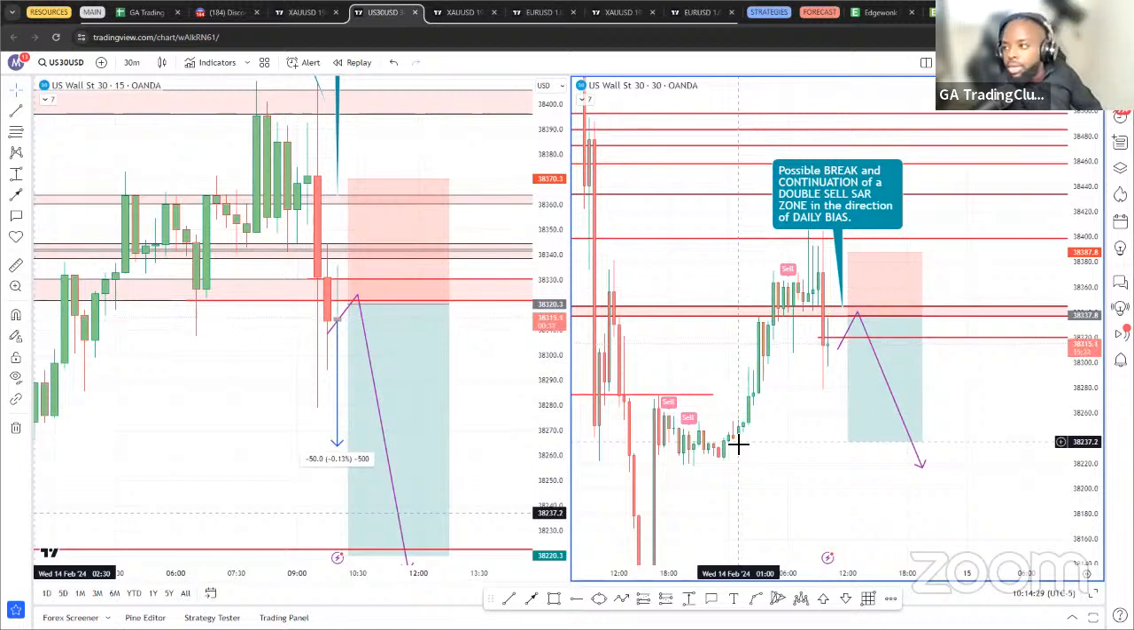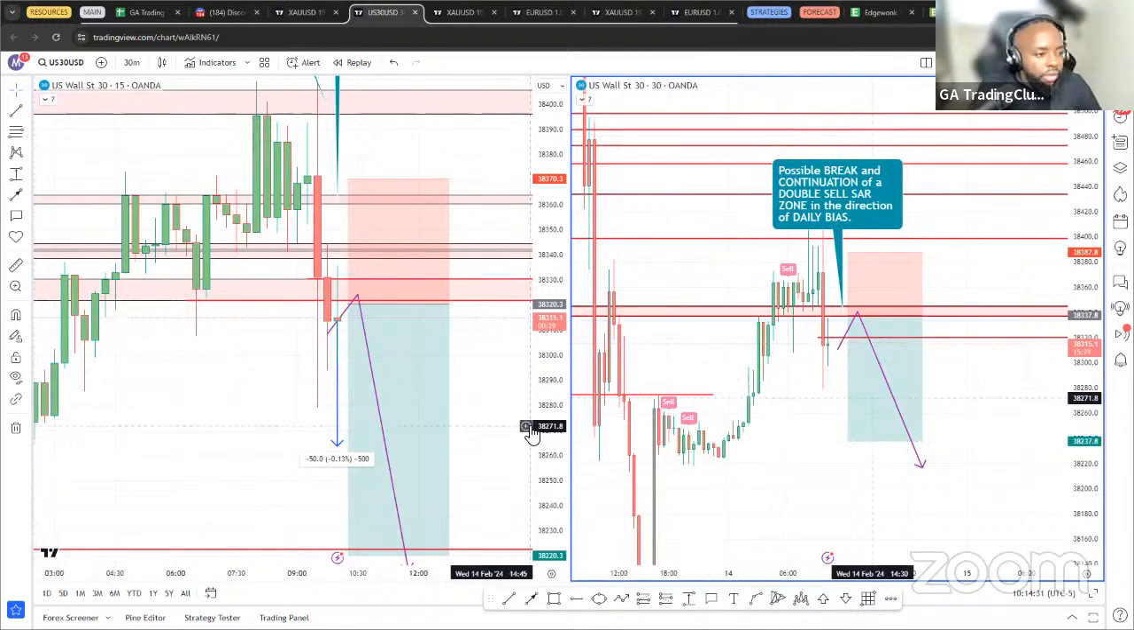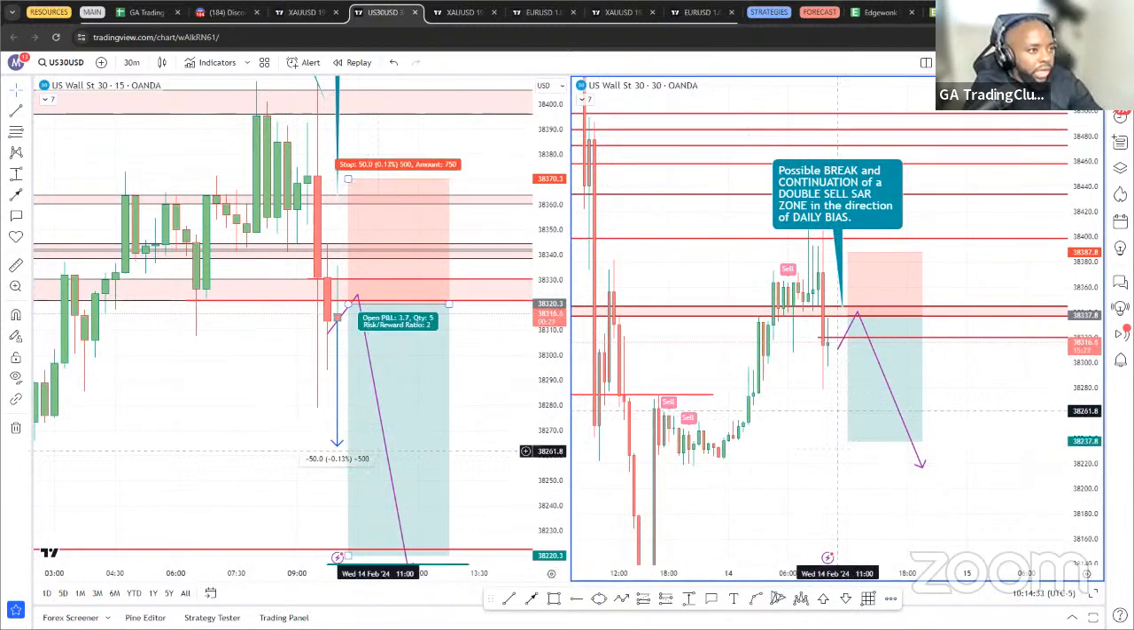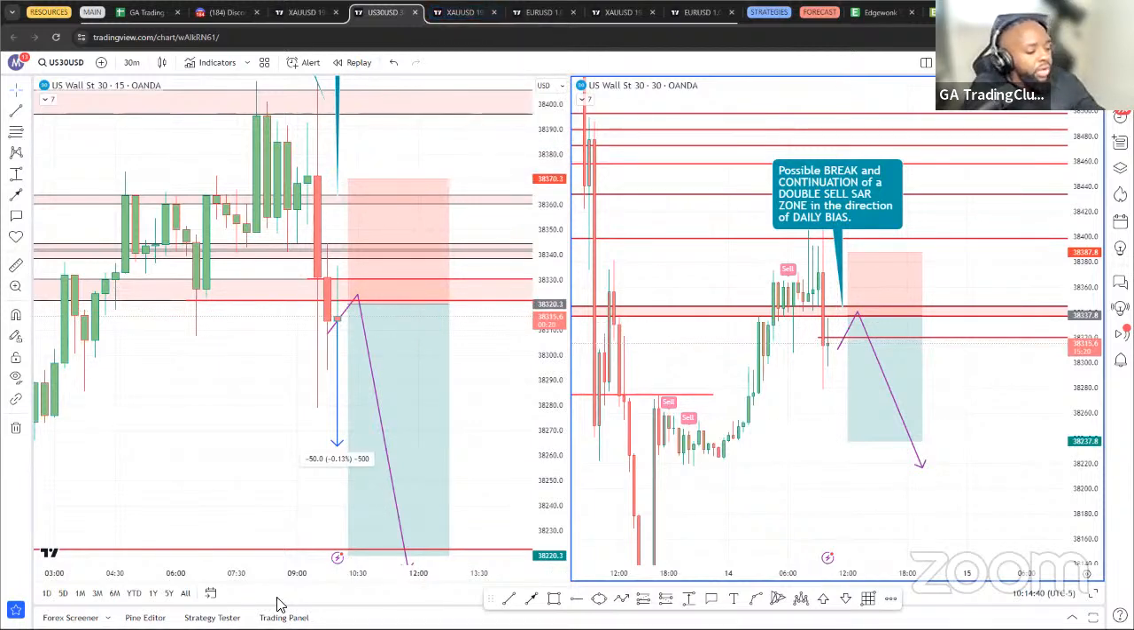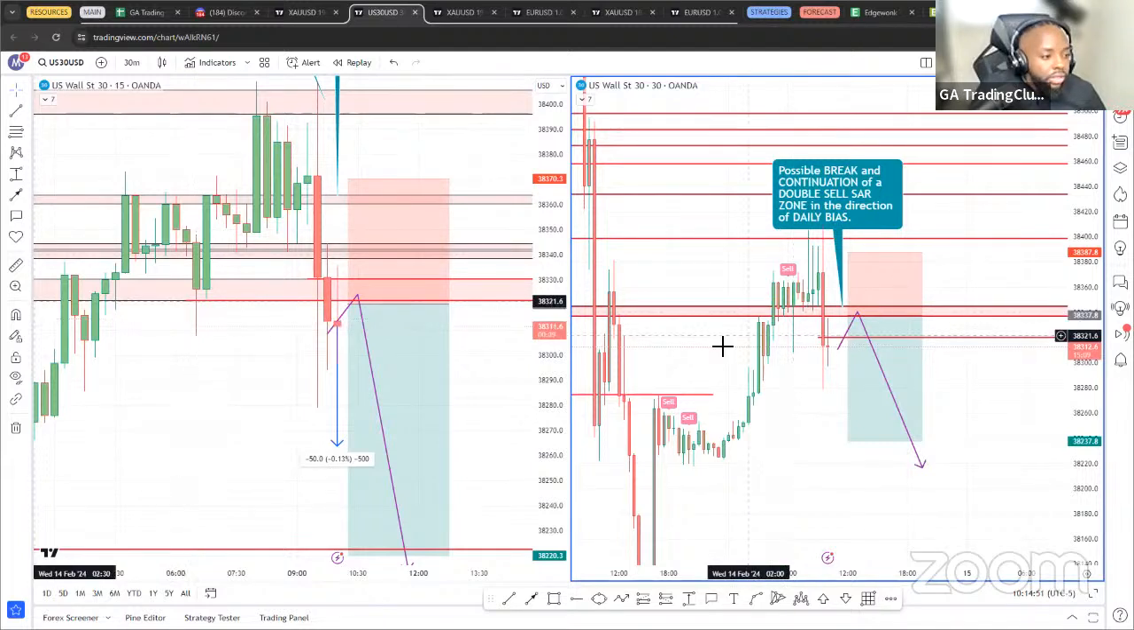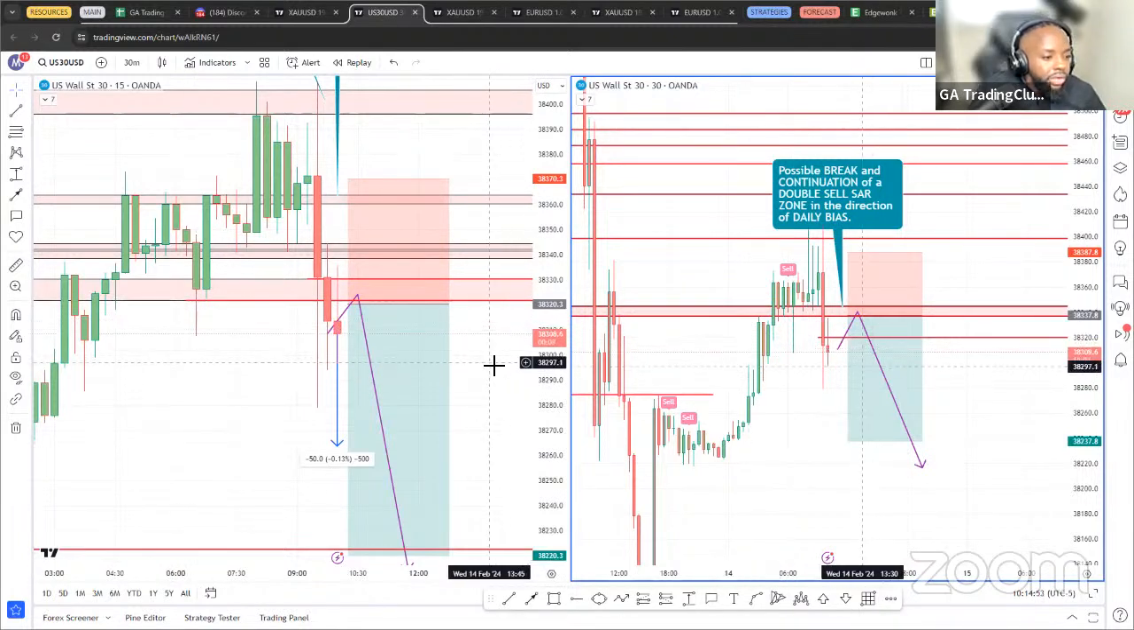So 33 seconds. Let's see. If this does close, I will take a sell on US 30. For you guys, as always, what is it? 0.75% risk per trade. Personally, I'm normally doing what, 1%. So 11 seconds. I needed to come back a little higher.